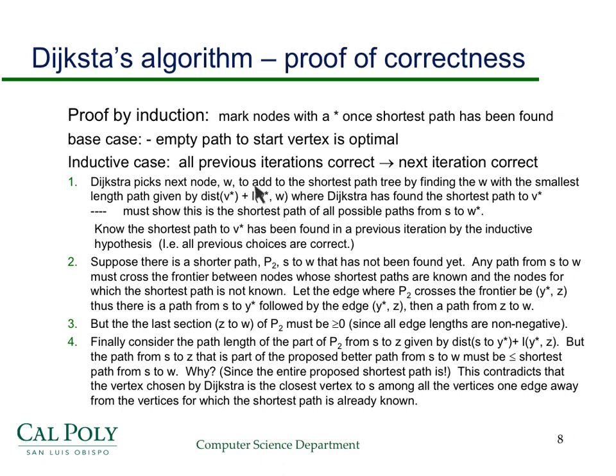So Dijkstra, how does Dijkstra do that? Dijkstra does that by adding to the shortest path tree the w that is the smallest length path given by something in the shortest path tree that we already know, plus a single edge.